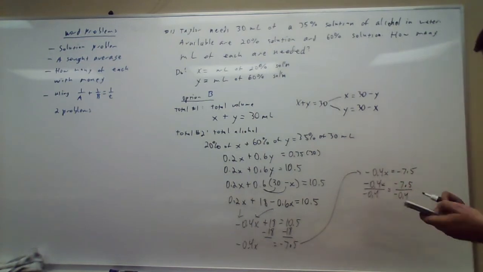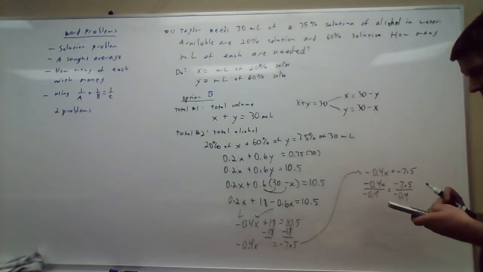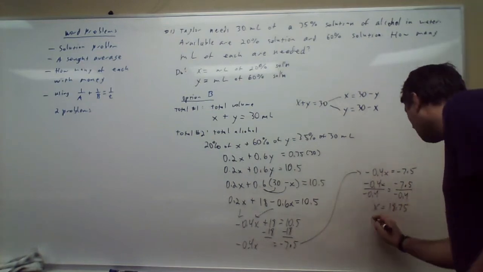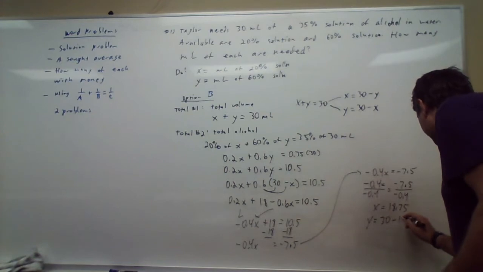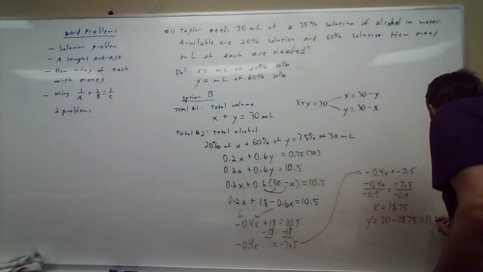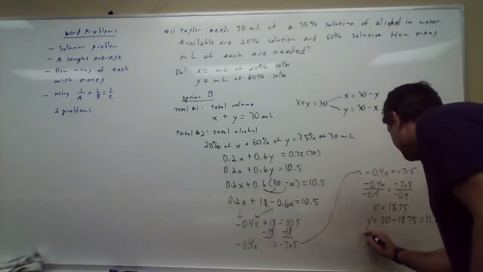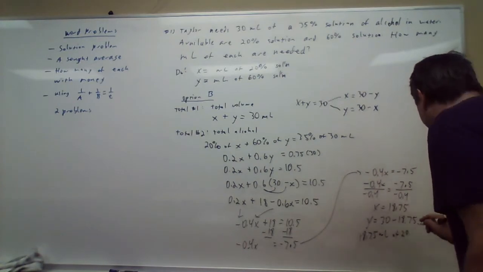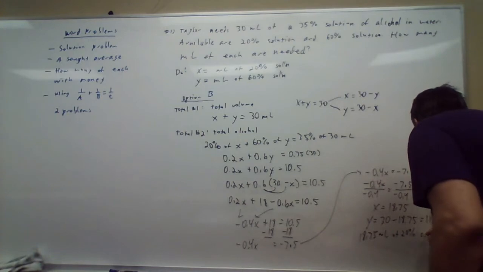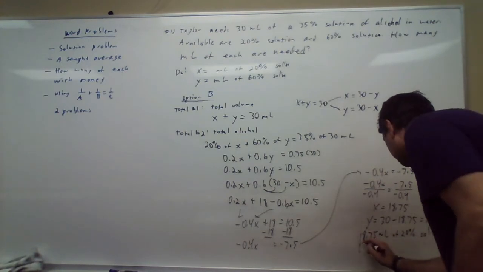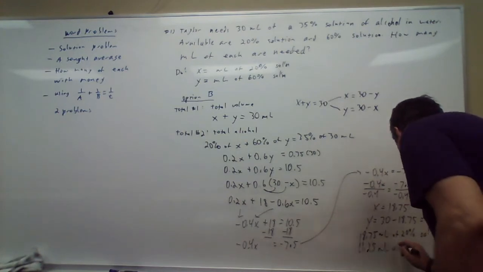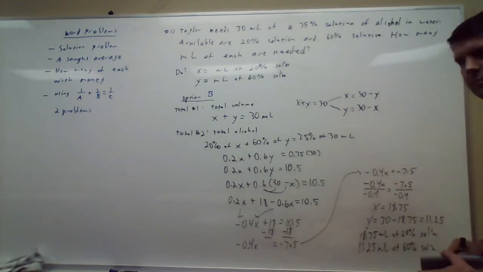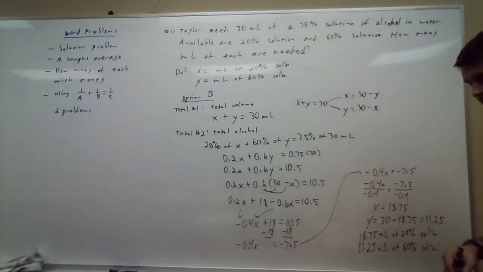Like it says, and divide by negative 0.4. X is 18.75. Well, y equals 30 minus the x, which is 11.25. So we need 18.75 milliliters of 20% solution, and we need 11.25 milliliters of 60% solution. Okay, either way, we got the same answer.